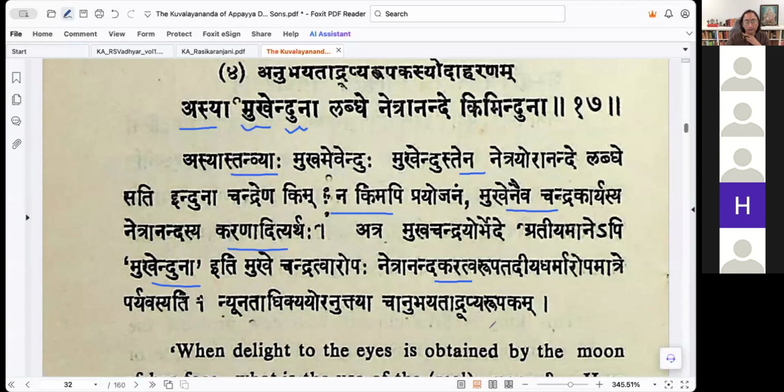Abheda rupakam. Should we say anaya induna? Not anaya. Asyaha induna, her moon, that is how we take it. Or anena induna labde netranande kim induna, anena induna, this moon. Do we need to mention bheda there? No, it is not necessary. So now I'm just using pronouns and therefore I'm not explicitly mentioning the object. Therefore, it becomes abheda.